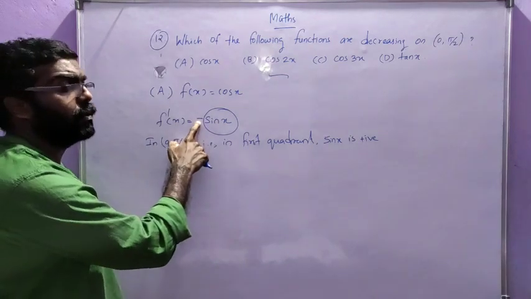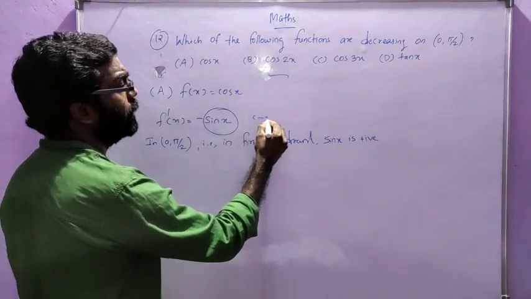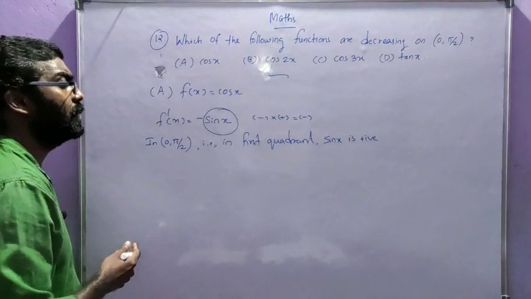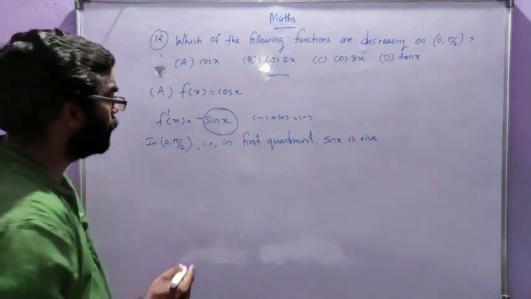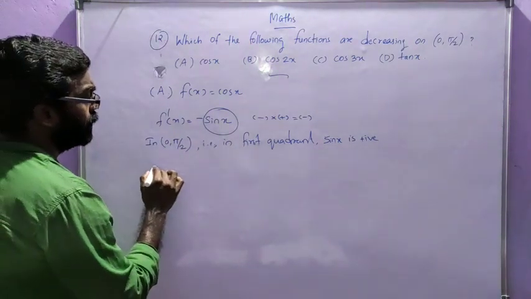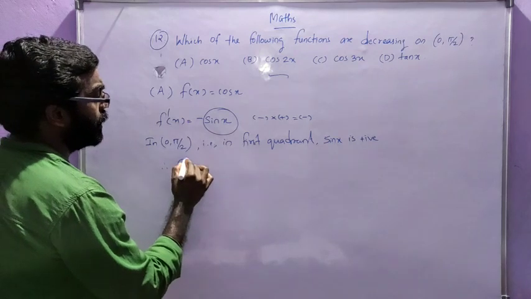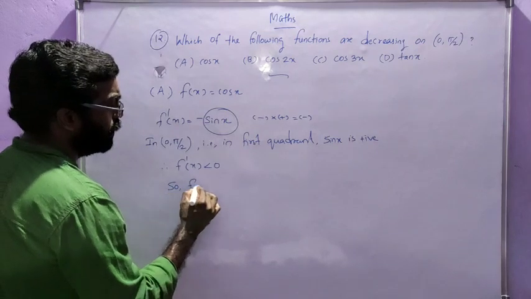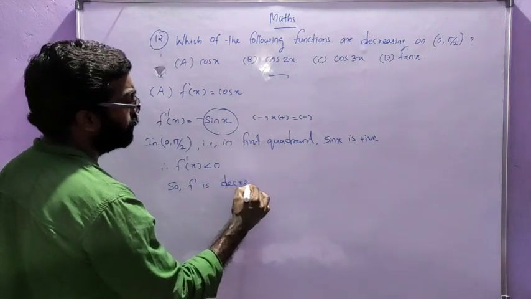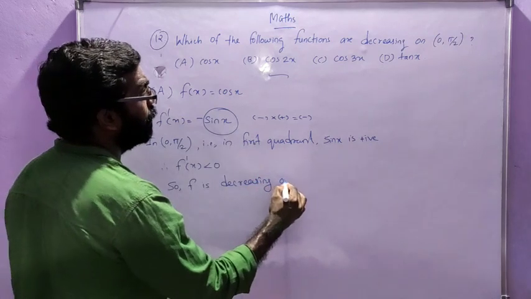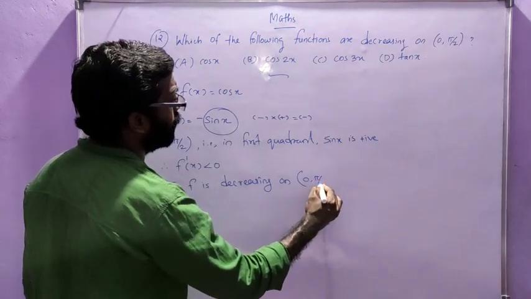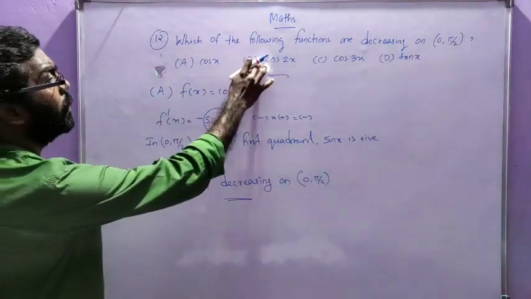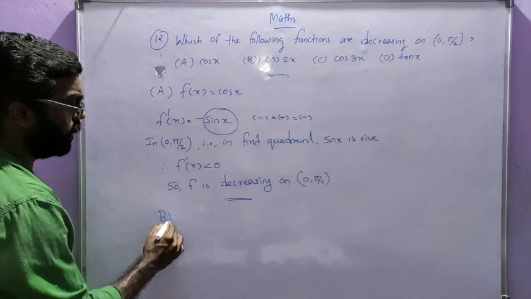Sin x value is positive in 0 comma pi by 2. Here the sign is negative. So minus into plus, which gives what? Minus. So the overall sign of f dash of x is what? Negative. So we can write, therefore f dash of x is less than 0. So f is decreasing on open interval 0 comma pi by 2. Clear? Now the second one is cos 2x, B cos 2x.